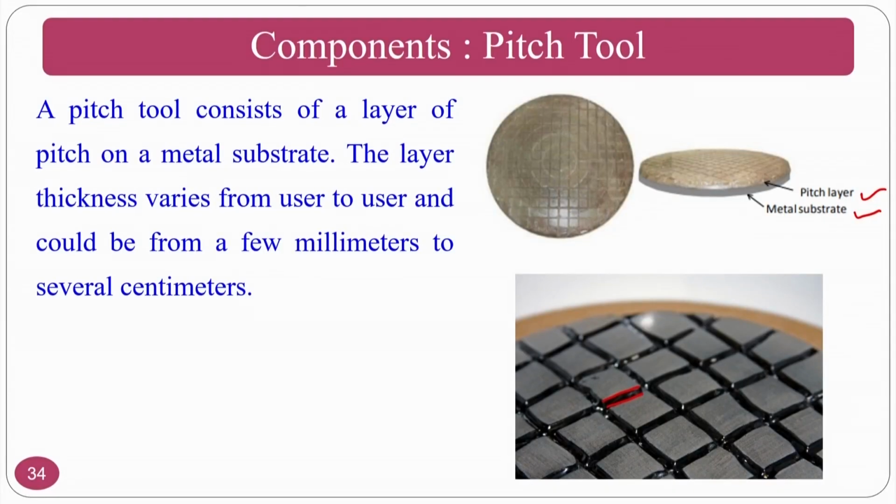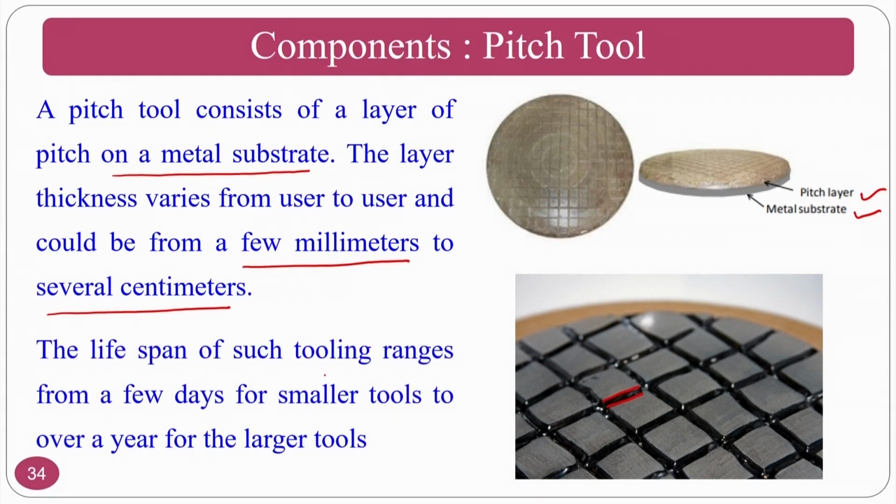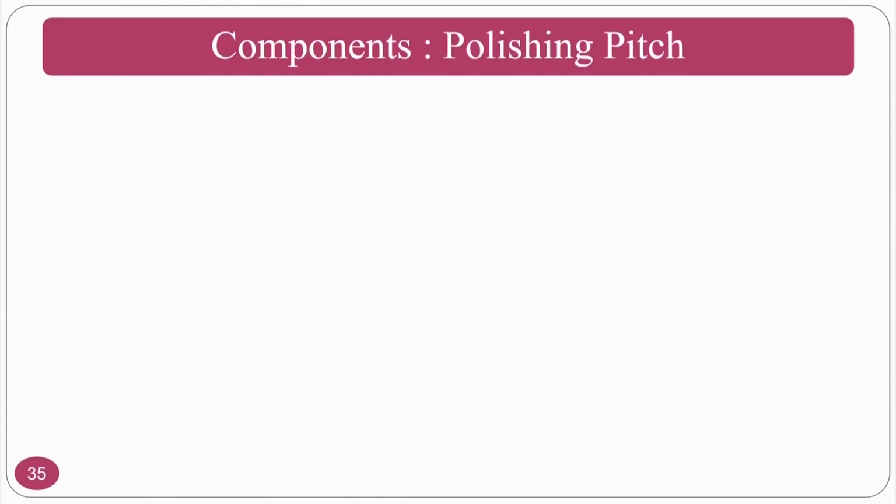Pitch tool consists of layers of pitch on a metal substrate. This layer thickness varies user to user and could be a few millimeters to several centimeters also. And the lifespan of such tooling ranges from a few days for smaller tools to a few years for larger tools. That means that this thickness gradually decreases with respect to the number of components that you want to finish. At the same time, it depends on the load that you are applying and other things.